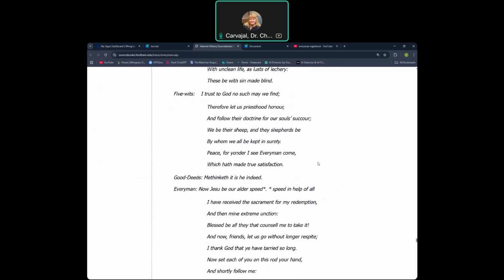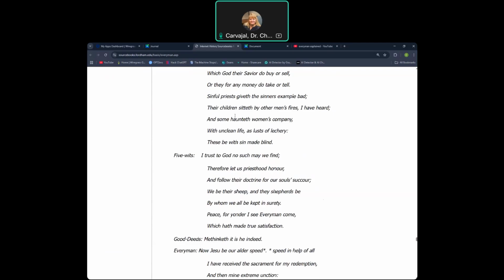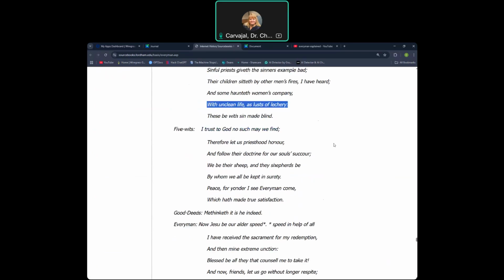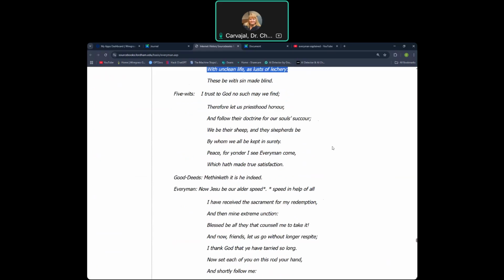And he even says, with all the people, remember, sinful, and they talk bad about, there are some priests who are holy and who really do God's work, but then there are other sinful priests that give sinners a bad example. Their children sitteth by other men's fires, I've heard. In other words, they get children, essentially they cuckold other men who are married. They sleep with other people's wives. And some haunteth women's company. They go and have prostitutes, or they live an unclean life, or they're lecherous or lustful. And so they're bad. So don't trust any bad priests. Just go to the good one.